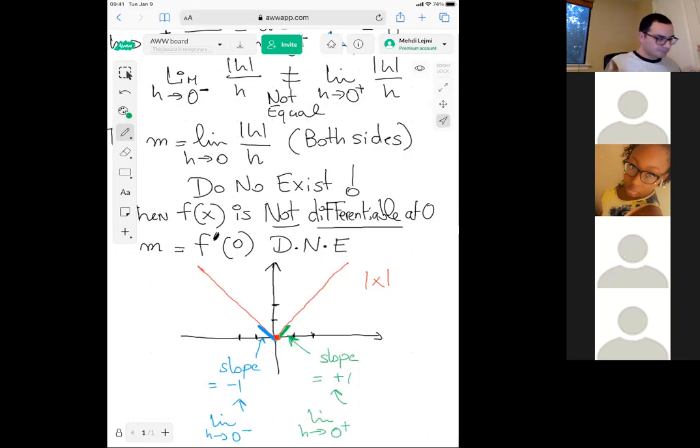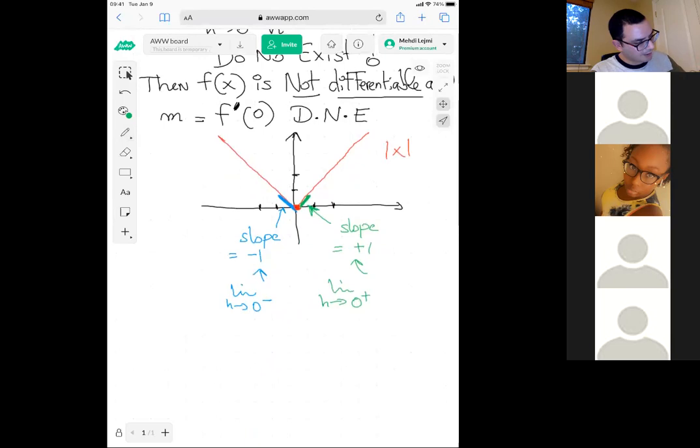So the slope from the left is different, it's not equal to the slope from the right. One is -1, the other one is +1. So that's why f is not differentiable, because the slopes from the left and from the right are different. And actually, this is a general fact. If in the graph you have a corner or a cusp, this is a general fact.